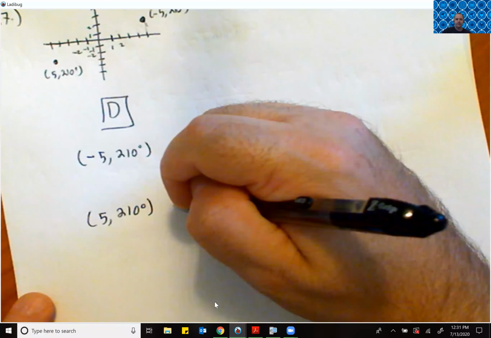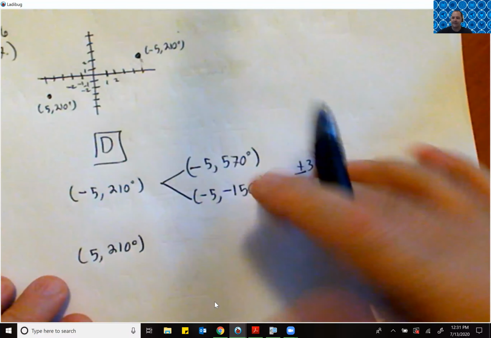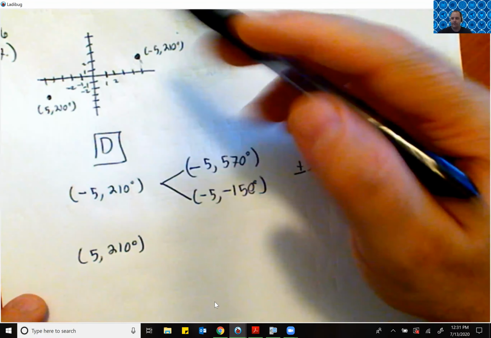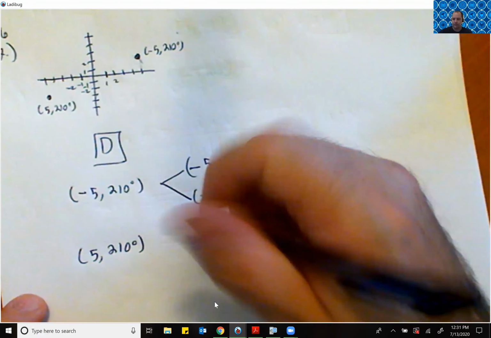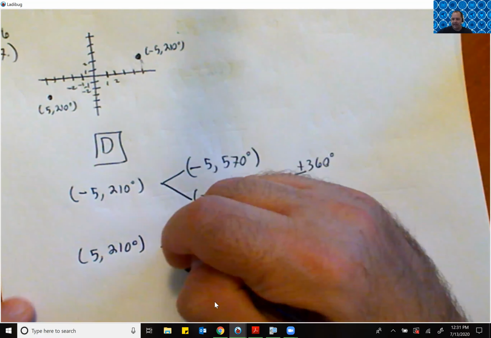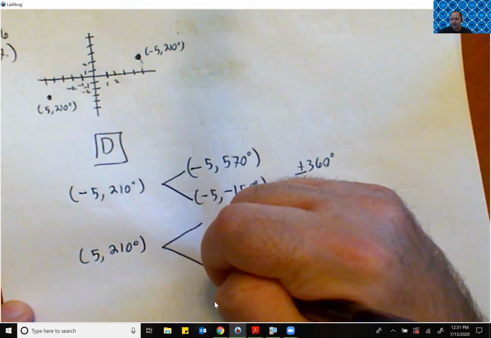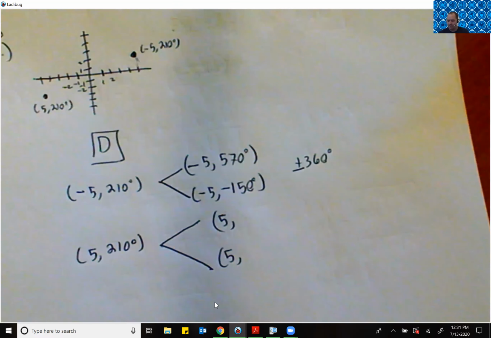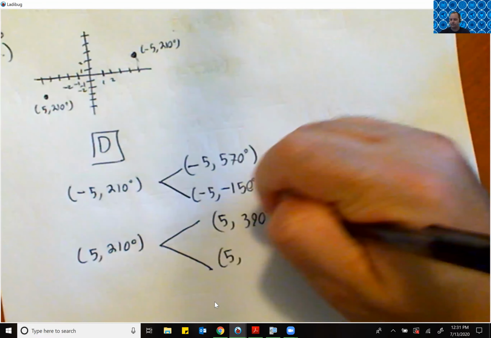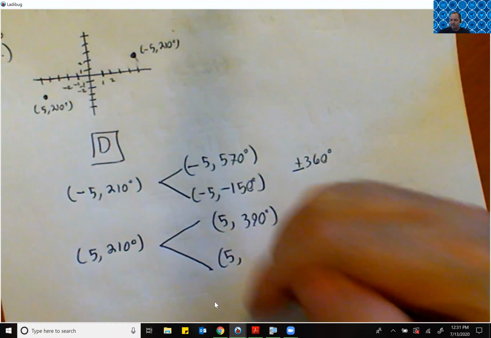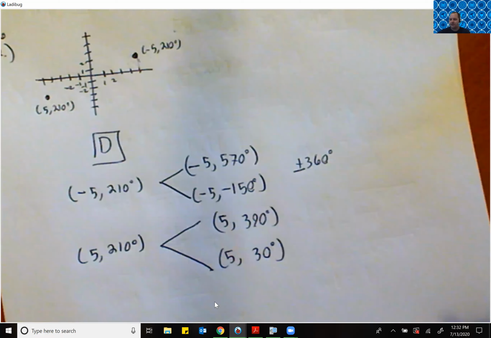So on this one, we're going to add or subtract 180 degrees to get back to this guy, because all we have to do is go halfway around the circle. All right. So two answers that we like here are 5 comma and 5 comma. So 210 plus 180, 390 degrees, or 210 minus 180, 30 degrees. So these two are also equivalent.